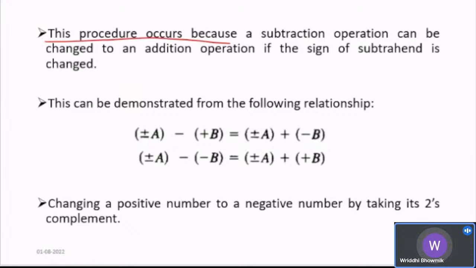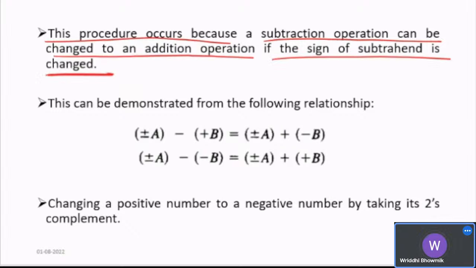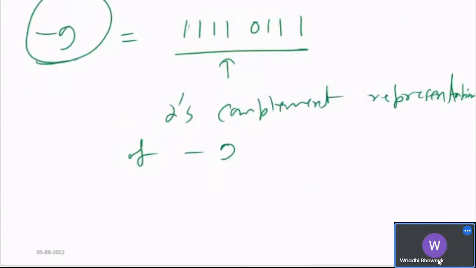This procedure occurs because a subtraction operation can be changed to an addition operation if the sign of the subtrahend is changed. Like this is the minuend and this is the subtrahend. So you see plus minus a, minus of plus a. So it can easily be changed, that plus minus, so you can add minus b. Like this, already we have done these things.